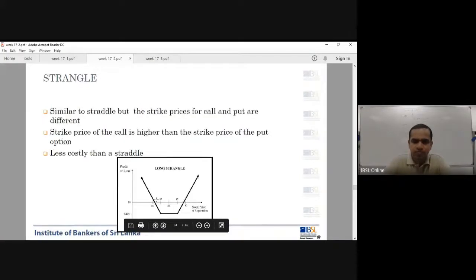Then you have the strangle. Similar to a straddle, the only thing is the strike price is not the same for the call and put option. You have two different strike prices. The put option has a lower strike, the call option has a higher strike, which means the strangle will cost you less than a straddle, because the call option strike is higher and the put option strike is lower. So the cost will be less than a straddle. Again, you will make money if the market is volatile, but if the market is stable, you will lose money.